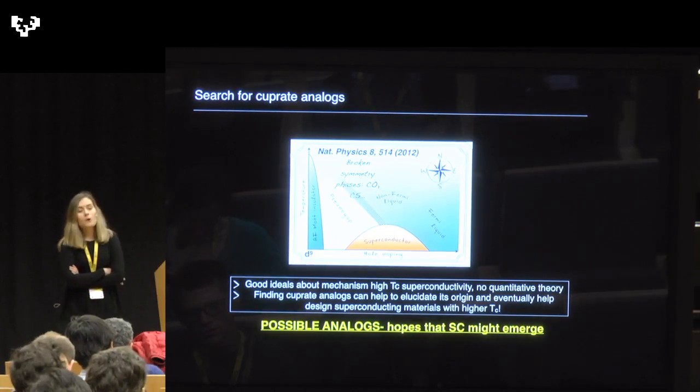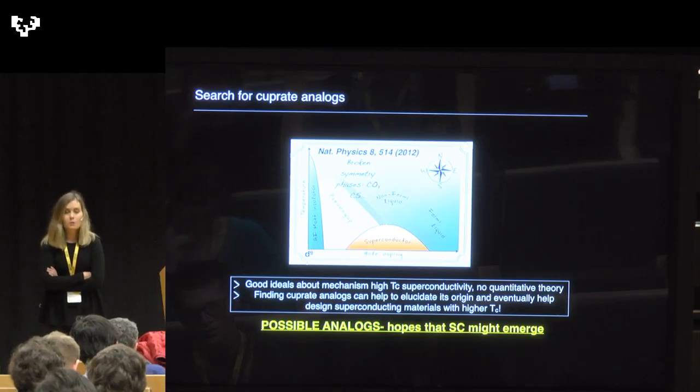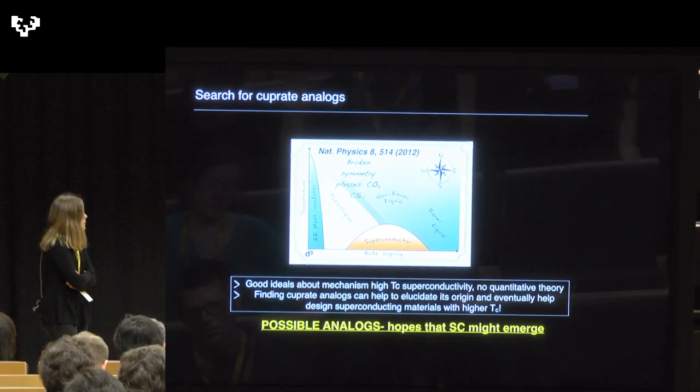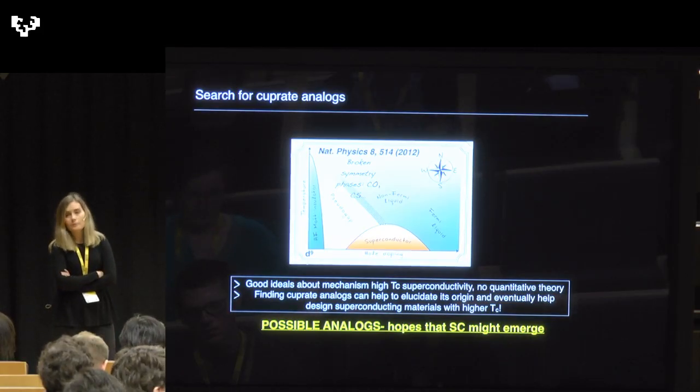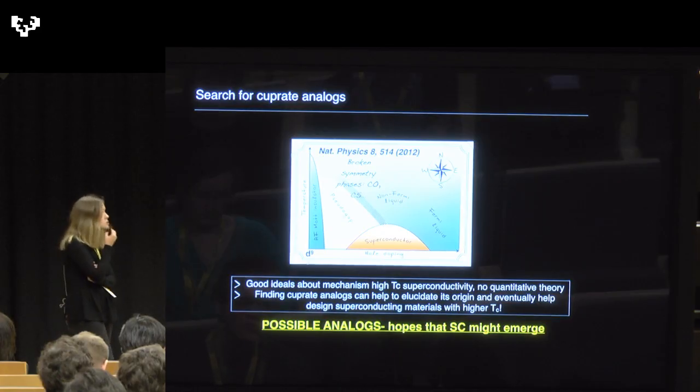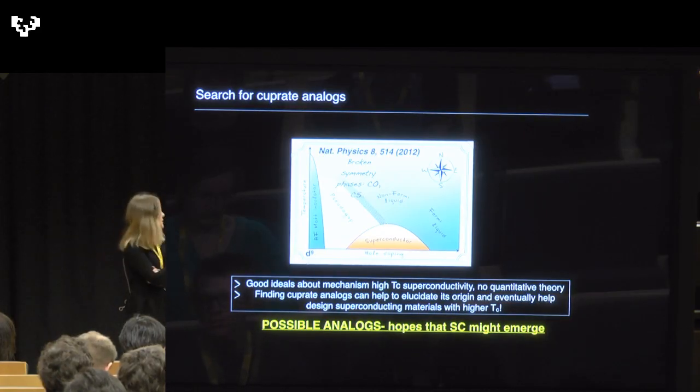Now, of course, looking at possible analogs to the cuprates is not something new. It's not that we are the first ones coming up with this idea. People have looked at quite a few different ones throughout the years in hopes that superconductivity might emerge. I would say, not with a lot of success, probably.